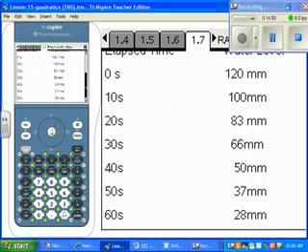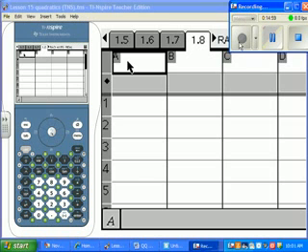Now remember, A and B in that list and spreadsheet. No capital letters, no spaces. Okay? So enter your data into the list and spreadsheet, please.